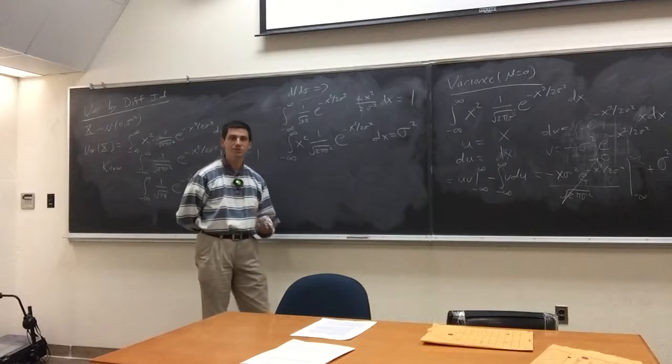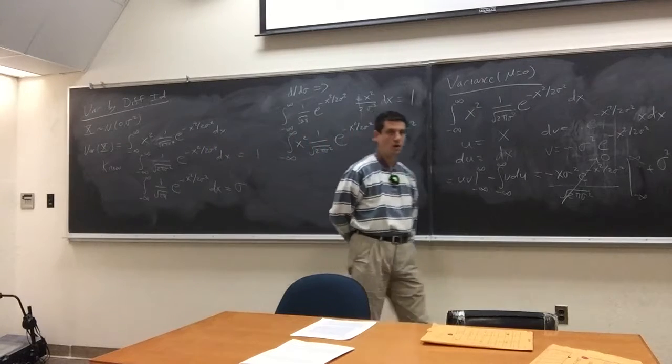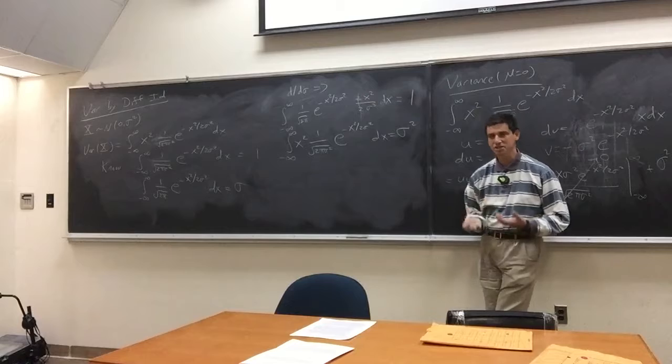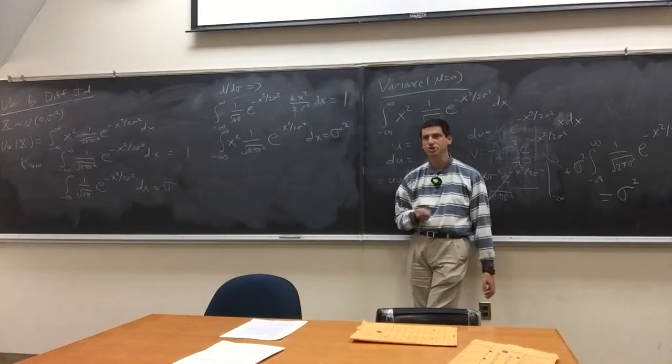We now have two methods we've done today to calculate the variance. One is integrating by parts. One is differentiating identities. Which do you prefer?